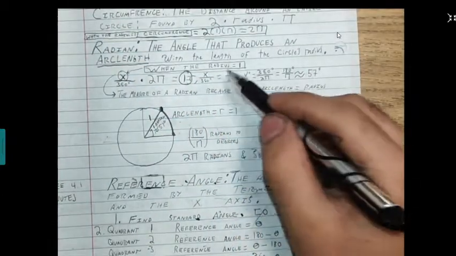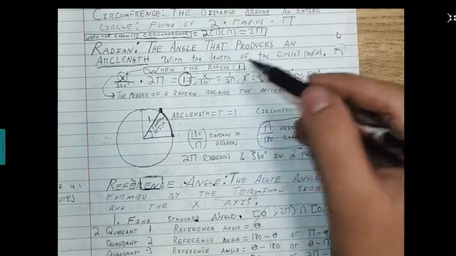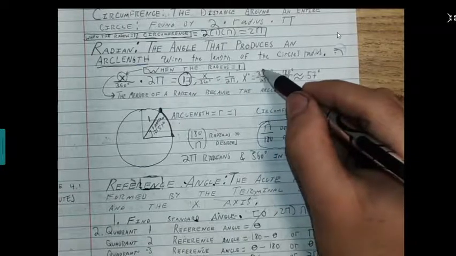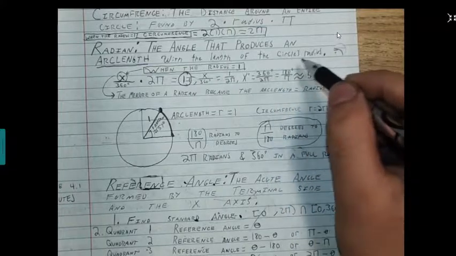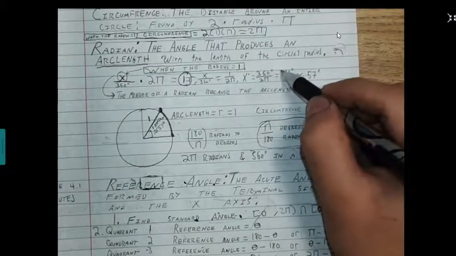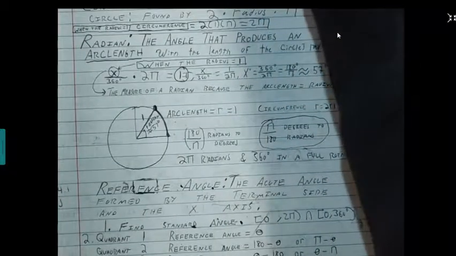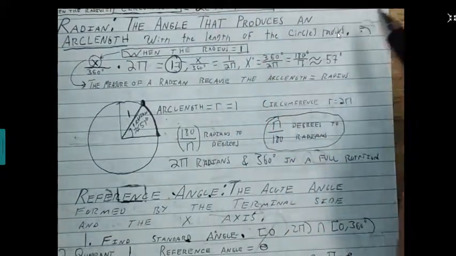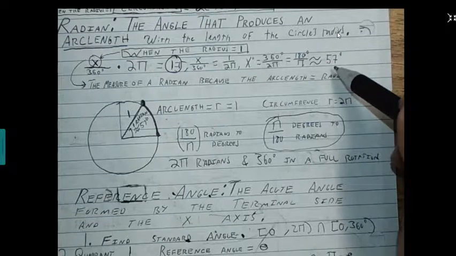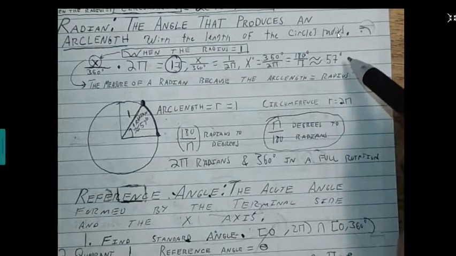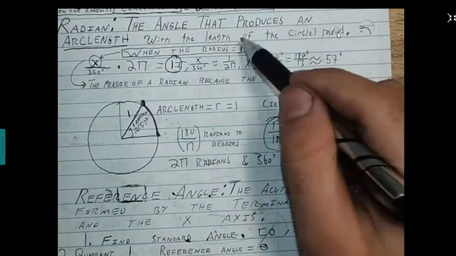So x over 360 is equal to 1 over 2 pi, which means that x is equal to 360 over 2 pi, or 360r over 2 pi. 360 over 2 pi is equal to 180 over pi, just simplifying that fraction. And 180 over pi is approximately 57-ish. That's not exactly it, but you use your calculator. This is the measure of the radian because the arc length is equal to the length of the radius when the radius is 1.